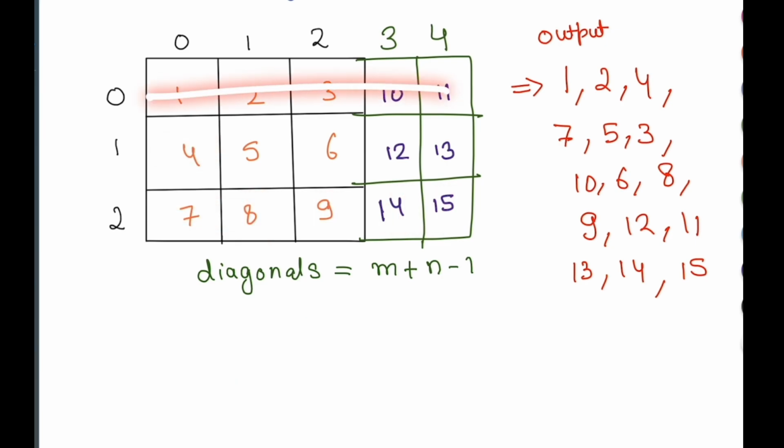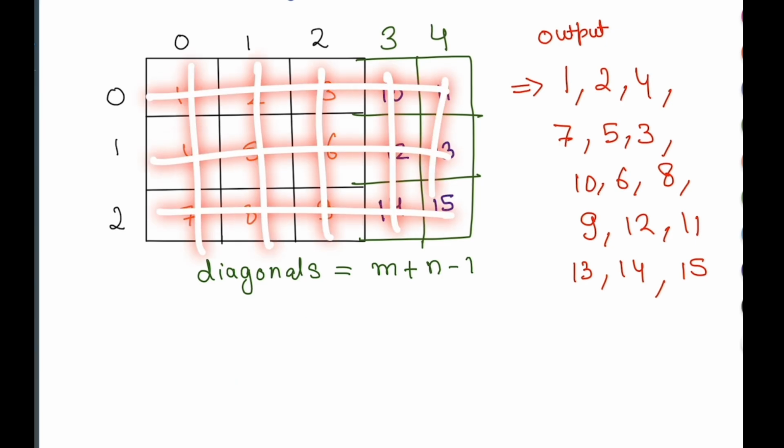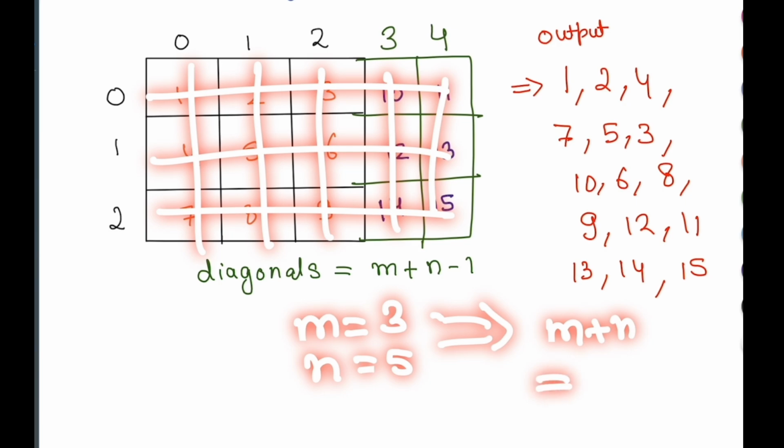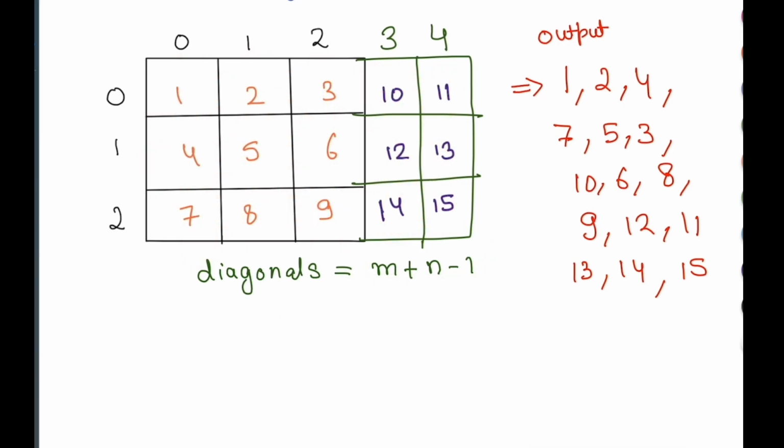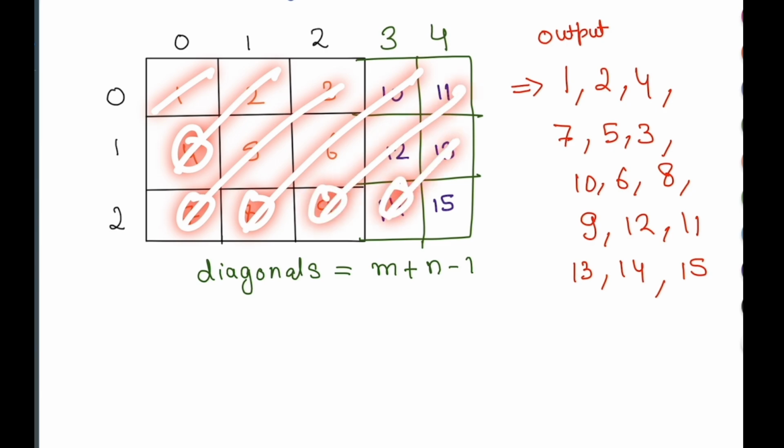As of now, you have 3 rows and 5 columns. M is equal to 3, that's the number of rows. N is equal to 5, that's the number of columns. So m plus n minus 1, that's the formula here, is equal to 8 minus 1, which is 7. We have to traverse through 7 diagonals. And a simple way to understand is this is 1, then from here 2 3 4 5 6 7, right?